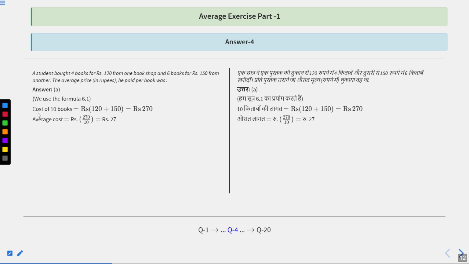According to the question, the cost of 10 books: first he paid 120, and for another 6 books he paid 150. So in total he spent 270 rupees. Clear? So 270, and how many books did he buy? 4 books and 6 books. Total number of books will be 10. So we can divide it. We get the average cost, which is 27 rupees. So A is the correct answer. Next one.